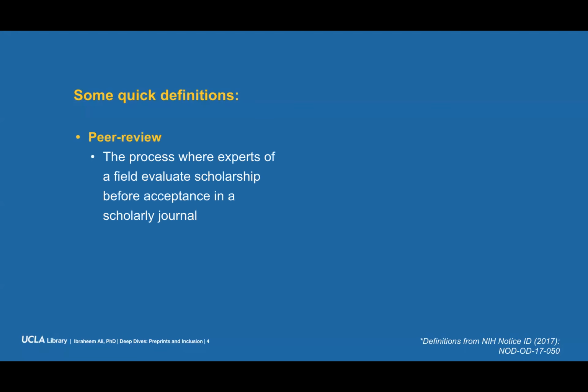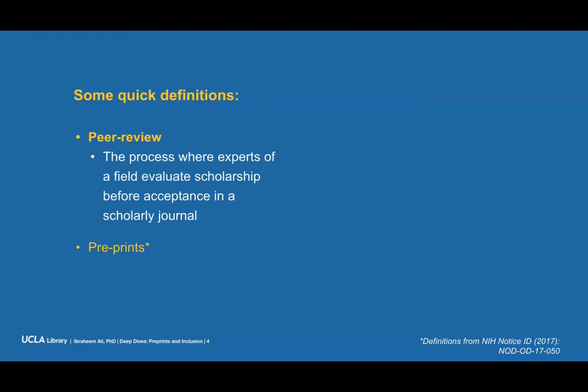Before going into the historical context, I'm just going to quickly define terms for the purposes of this talk, to simplify this process. First, I'm going to define peer review. This is the process where experts of a field evaluate scholarship before acceptance in a scholarly journal. Peer review is used for a number of things outside of journal publishing, but for the purposes of this talk, I'm going to keep it limited to the discussion of acceptance in scholarly journals.